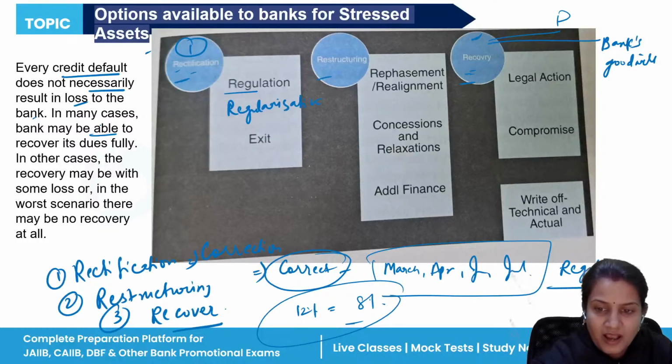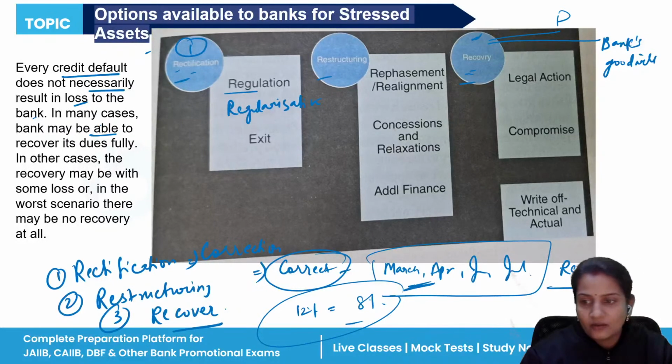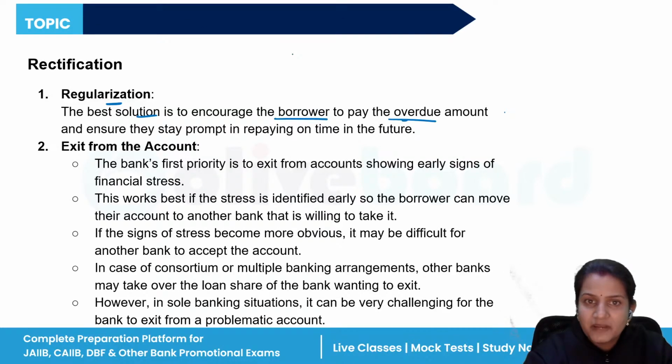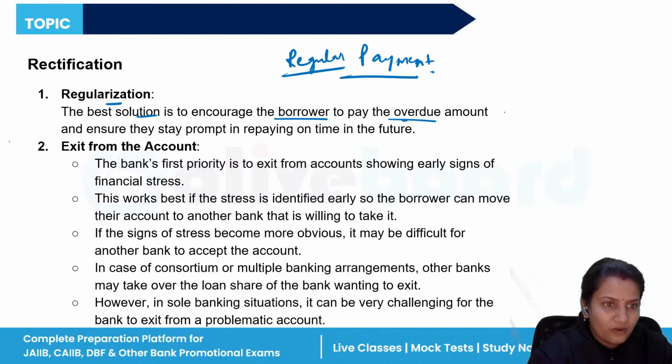Again, we have seen in rectification the regularization. I have given you the example over here. This is how the bank will ask the borrower, okay, now you can give me regular payments. That is the regularization, the best solution to encourage the borrower to pay all the overdue amount. Once the overdue amount has been paid, please make it regular. Regular payment, that is regularization.